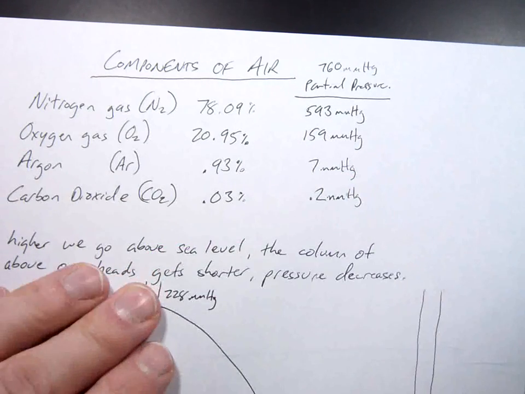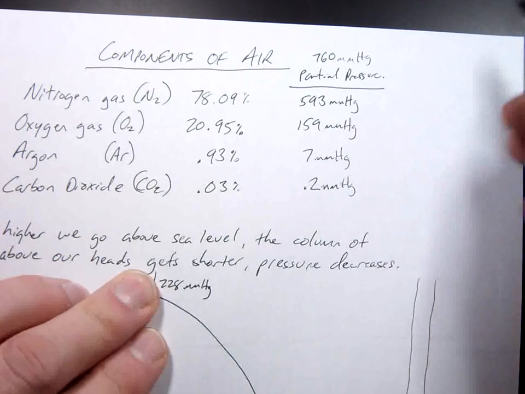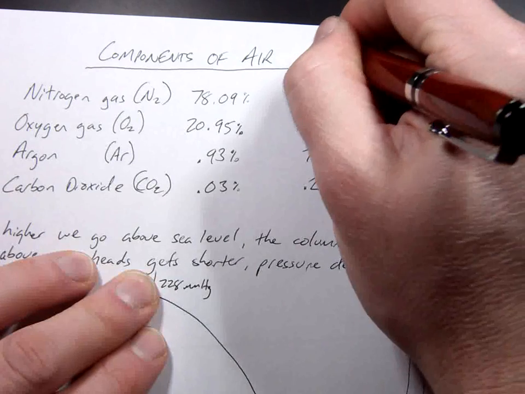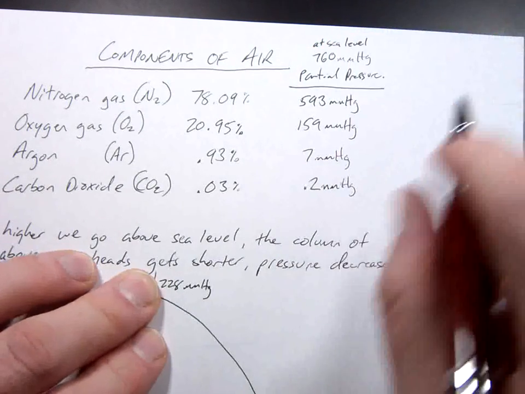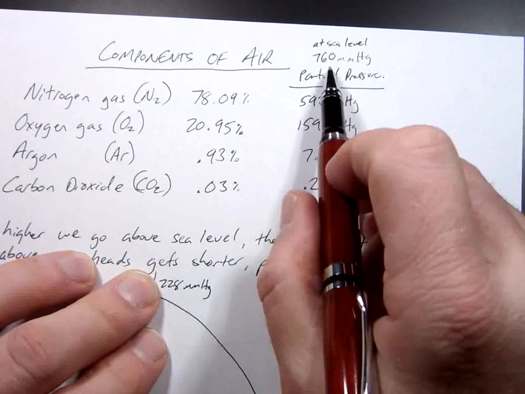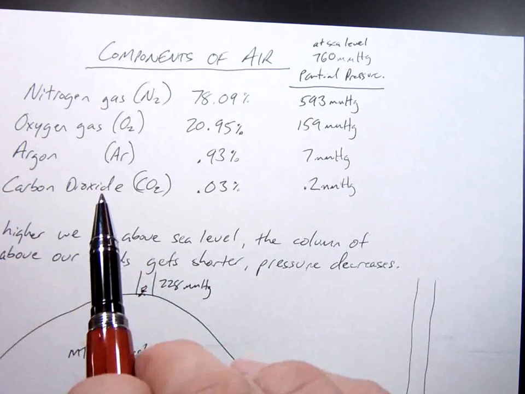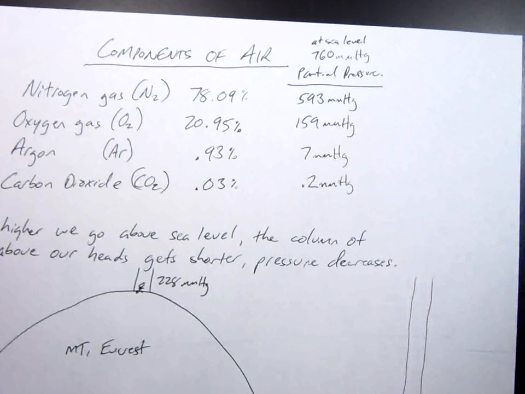Okay. So let's follow that same thing on top of Mount Everest. And this is at sea level. Can atmospheric pressure be more than 760? Yeah. Yes. There are places on Earth that are below sea level. In fact, the Dead Sea is below sea level. Let me find out what its elevation is.